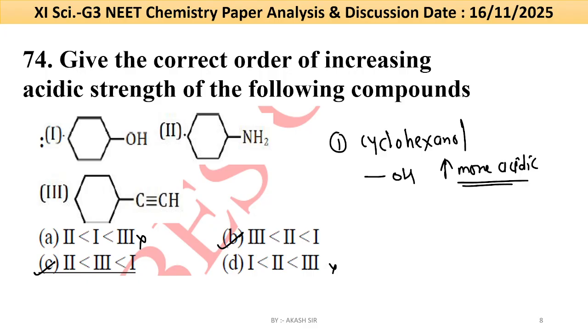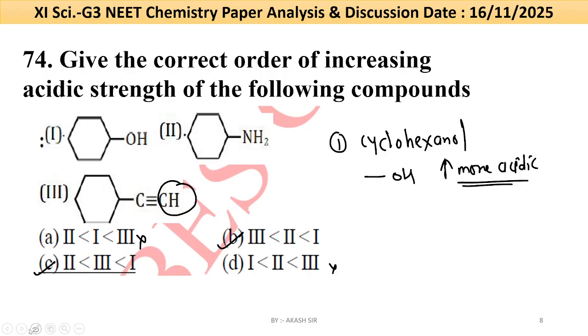Now cyclohexylamine, option number 2: amines are weak acids due to the basic nature of amino groups. And now option number 3, cyclohexyl acetylene: terminal alkynes are more acidic than amines. So the order will be 1 is more than 3, and 3 is more than 2. The correct order of acidic strength will be option number C.